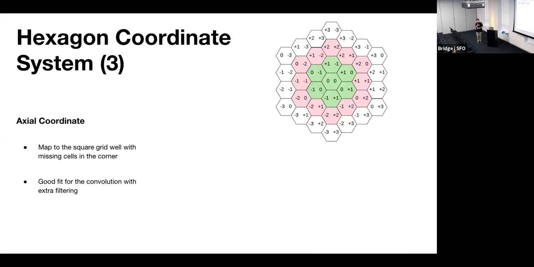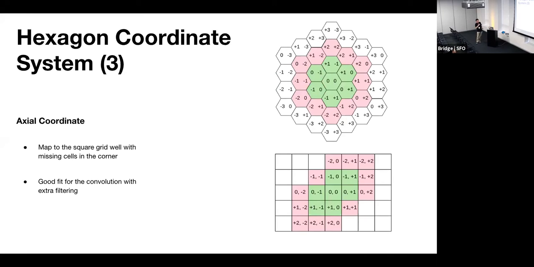This is another coordinate system, which is the axial coordinate. For this coordinate, we use two numbers to represent each Hexagon. The good thing is that after the mapping, the neighbors in the Hexagon data are also roughly neighbors in the grid matrix. And more important, this is a solid area, and we only have a few cells in the corner which we can easily filter out. So the coordinate system we have chosen is based on the axial coordinate.